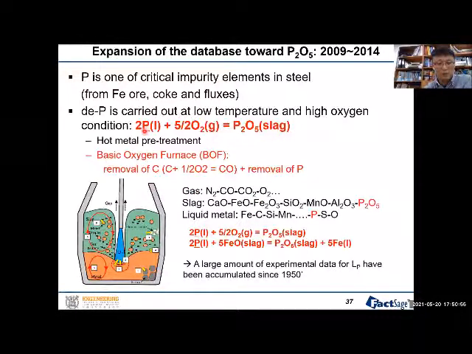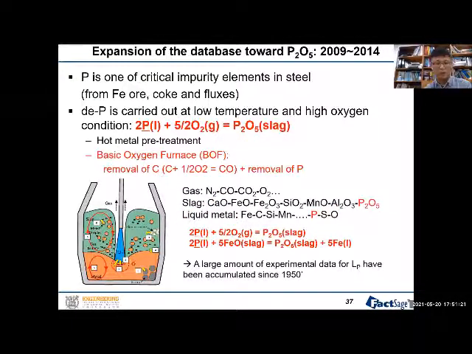This kind of phosphorus removal can be done in many different stages, but most of the time we use the so-called basic oxygen furnace, and this is the schematic diagram. We are injecting the oxygen, and we are adding different kinds of fluxes for the slag, which can capture the P2O5 as stably as possible. That's the slag here.